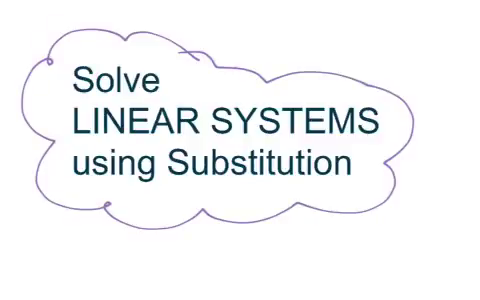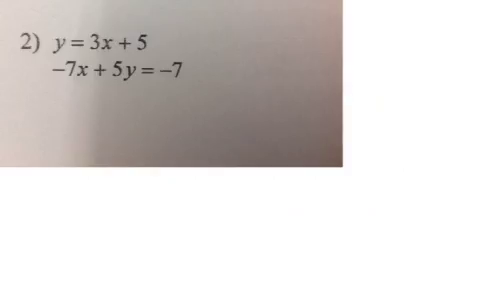Okay, ladies and gentlemen, we are solving linear systems using substitution. So let's take a look at problem number 2 from the worksheet today. Notice that y equals 3x plus 5, right? Well, if y equals 3x plus 5, can't I substitute 3x plus 5 in for the other y? And that's what we're doing here. This is called the substitution method.